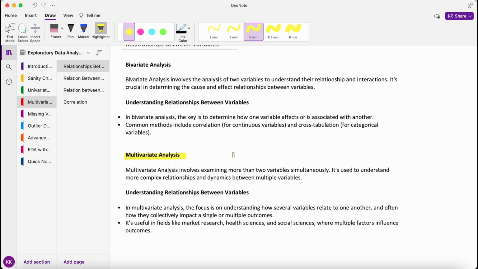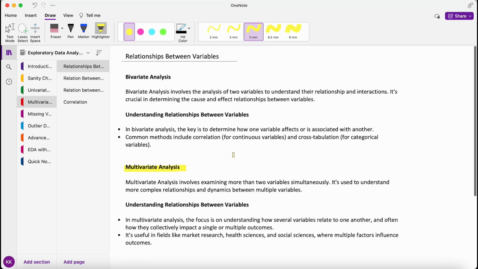This analysis is particularly valuable in fields such as market research, health sciences, and social sciences. In these domains, it's rare for outcomes to be influenced by a single factor. Instead, multiple factors often interact in complex ways to influence results. Understanding these relationships can inform predictive models, guide decision-making, and lead to more effective interventions or strategies based on how different variables influence each other.